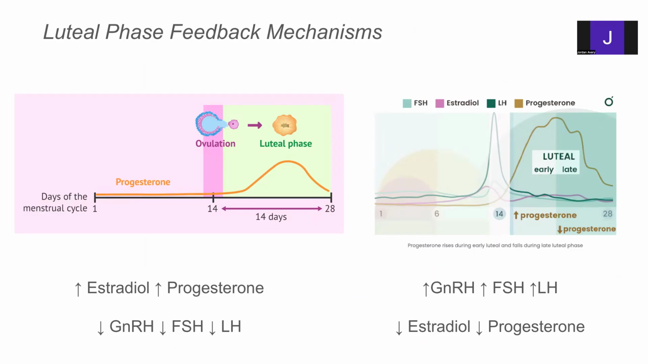Following ovulation, the ruptured follicle transforms into the corpus luteum, which secretes progesterone and estradiol. Progesterone plays a crucial role in preparing the endometrium for potential implantation by thickening the uterine lining. Both progesterone and estradiol provide negative feedback to the hypothalamus and pituitary, inhibiting the release of GRH, FSH, and LH, thereby preventing further follicular development and ovulation.